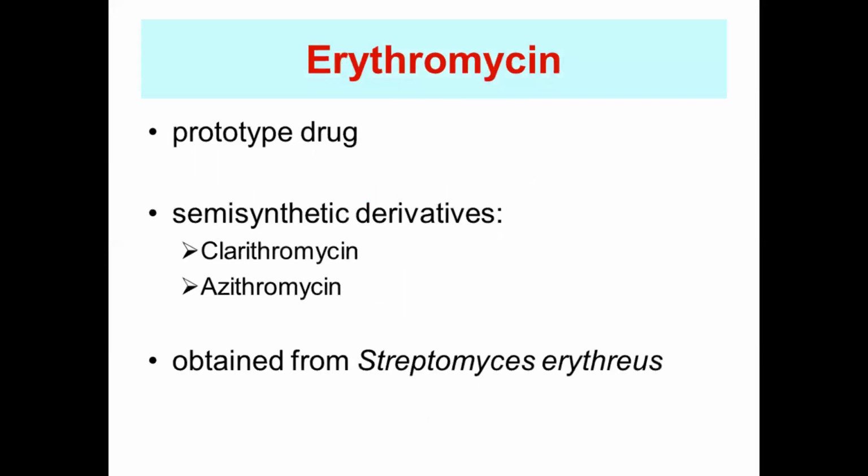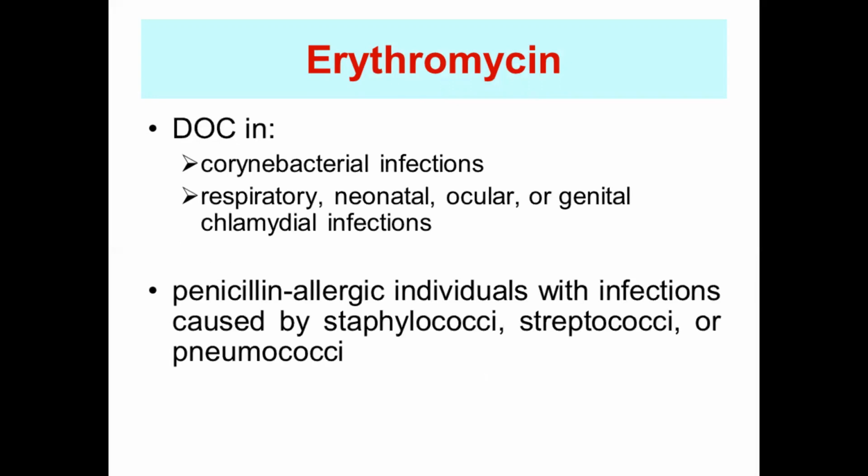So, mamaya sasabihin natin. Erythromycin, it is the prototypic drug. No? It is, di ba, from ano siya? From ilisoil, di ba? And the other types like clarithromycin and azithromycin are semi-synthetic derivatives of this drug. It is obtained from Streptomyces erythraeus. It is a drug of choice for corynebacterial infection, as well as respiratory, neonatal, ocular, genital, chlamydial infection.